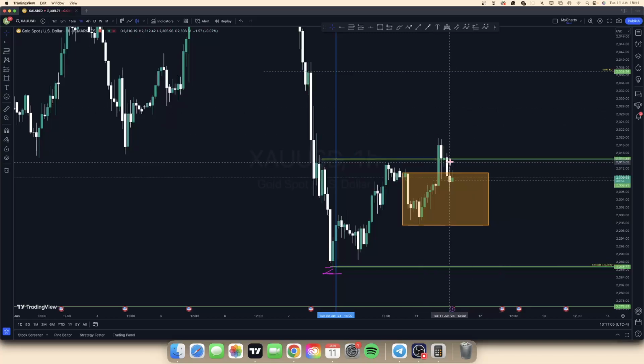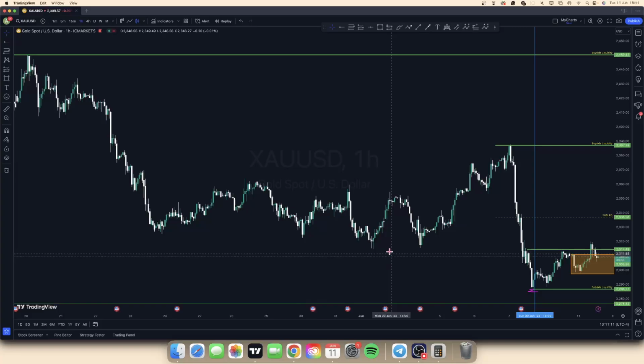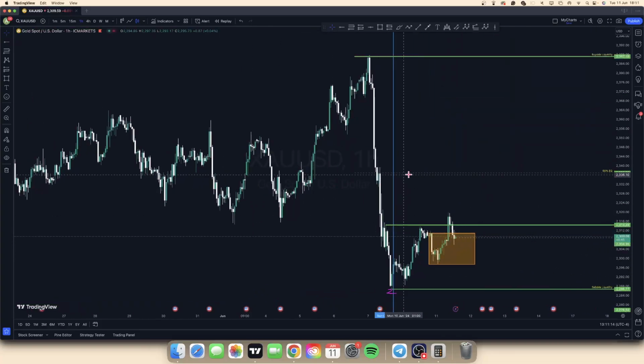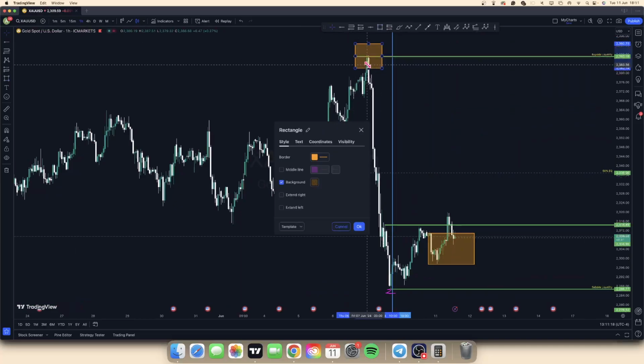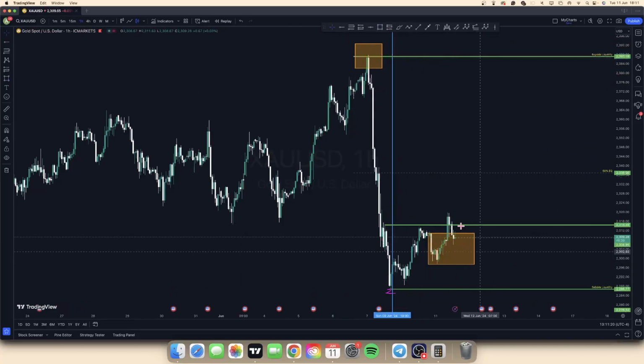Why am I still looking for bullish moves? This is the question. You know, a lot of people are saying, oh, why are you not selling? If I go onto the 1 hour time frame and zoom out, look at where price is currently sitting from where price was on Friday. Price is all the way down here.